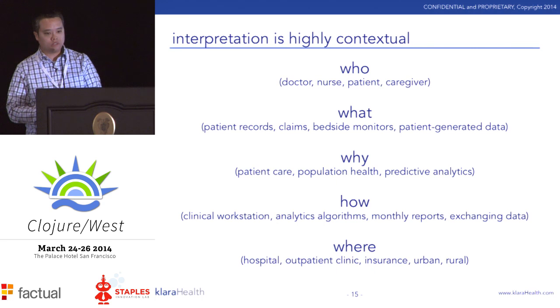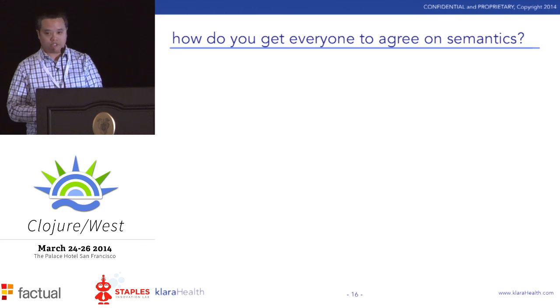And then where is this happening? Is it in a hospital? Is it an outpatient clinic? Insurance companies. The big one too is geographic, or the difference between urban and rural medical centers. The environment plays a big factor in health, and so do demographics. And so how does this affect the interpretation of data? And so how do we get everyone to agree on semantics?